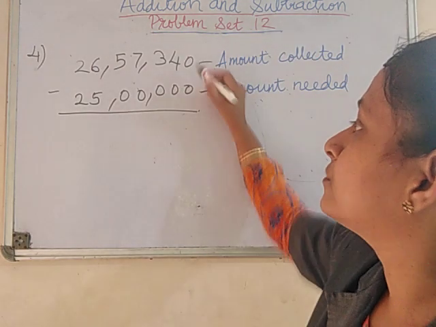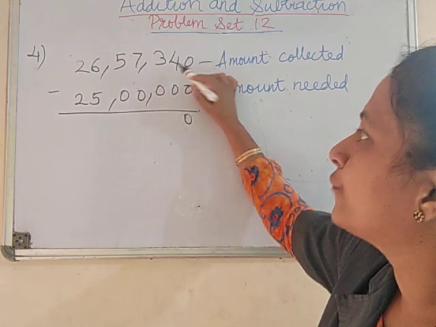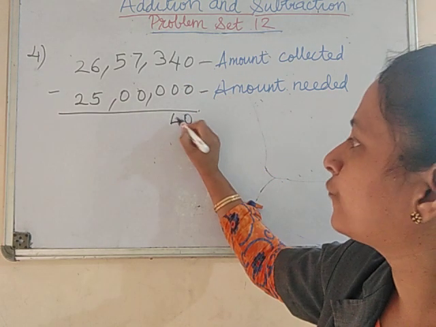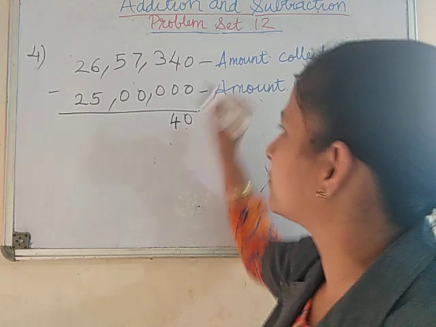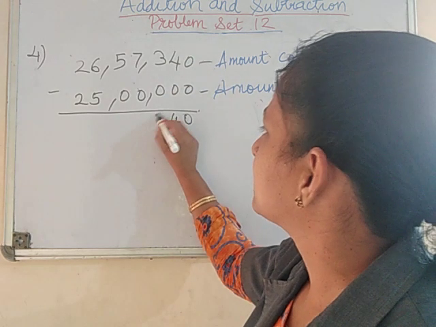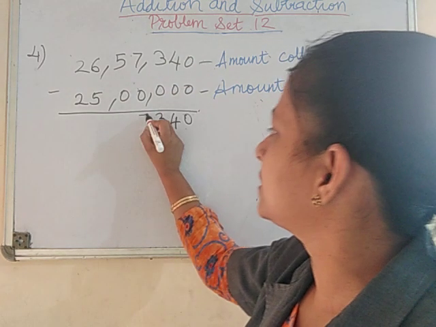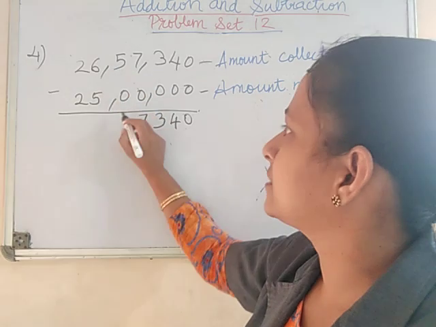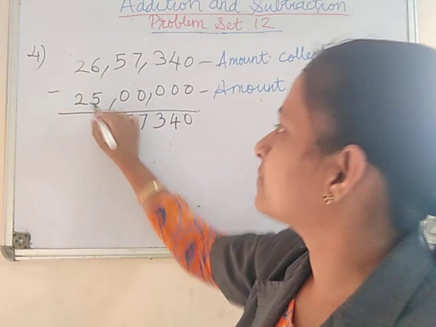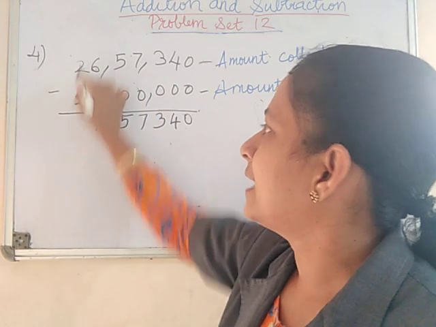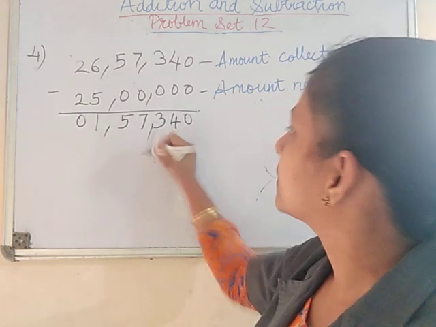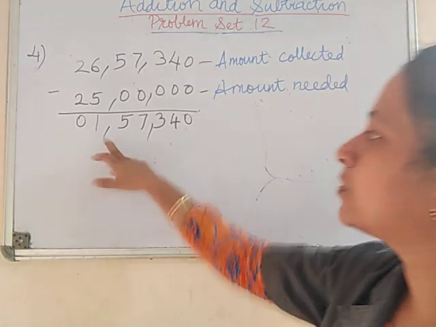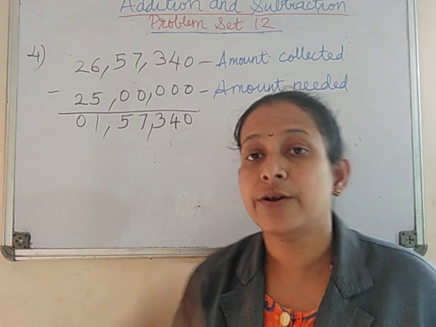0 minus 0 is 0. 4 minus 0 is 4. Same numbers will remain because 0 is no number. 0 is 0. 3 minus 0 is 3. 7 minus 0 is 7. 5 minus 0 is 5. 6 minus 5 is 1. And 2 minus 2 is 0. So this much was the amount which they collected more.